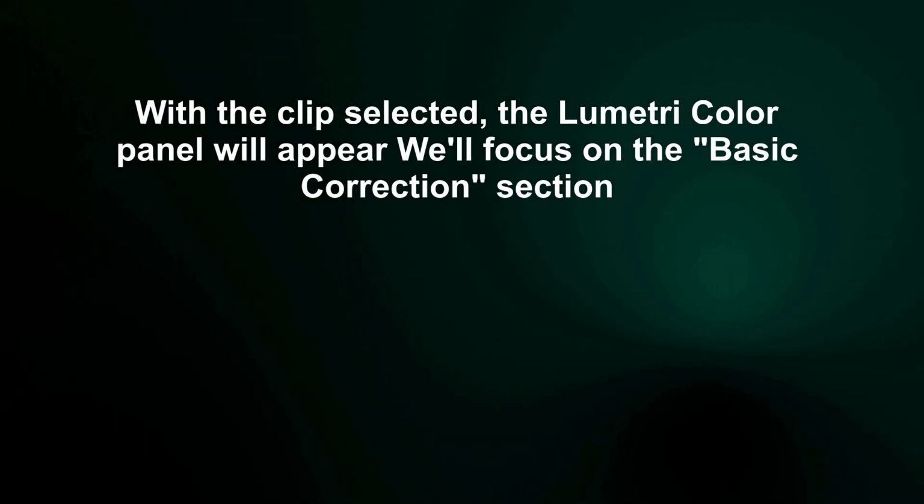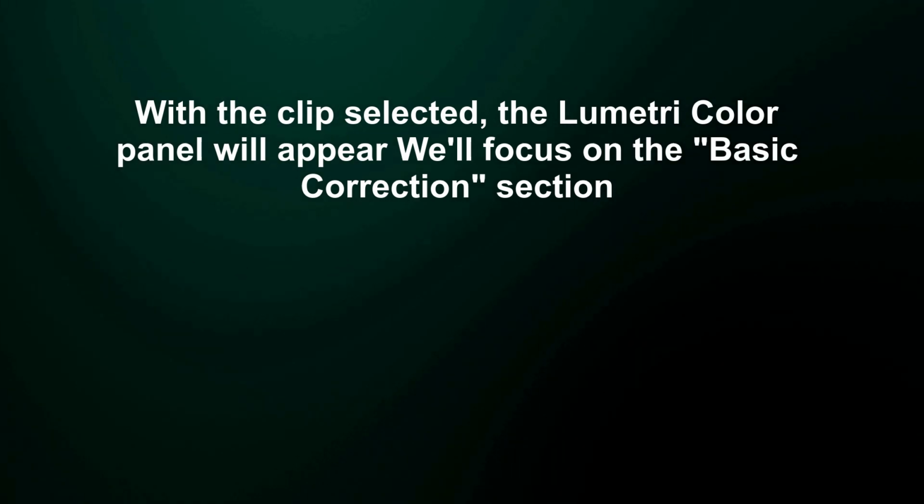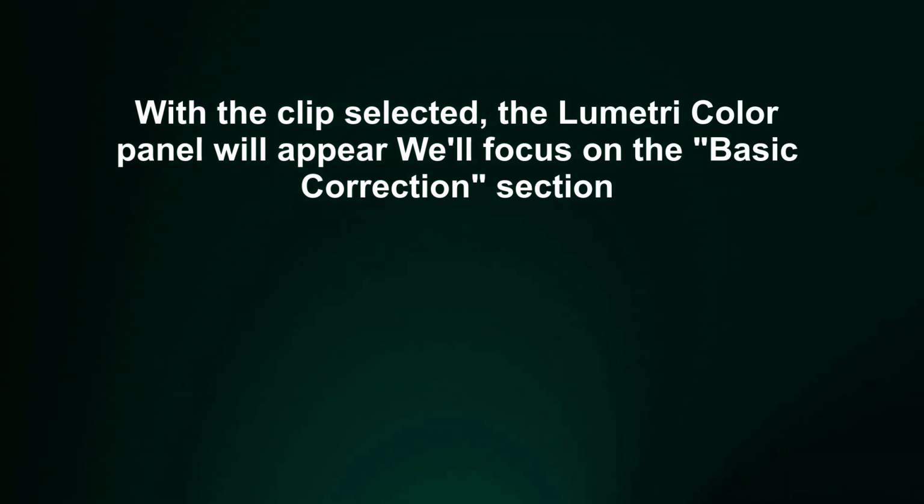Go to the Effects panel and search for Lumetri color. Drag this effect onto your chosen clip in the timeline. With the clip selected, the Lumetri color panel will appear. We'll focus on the basic correction section.